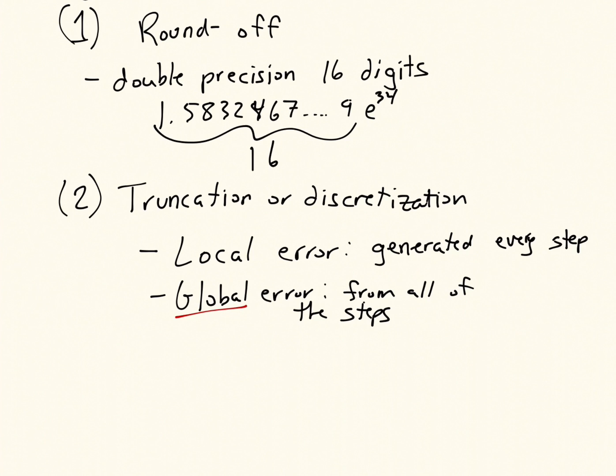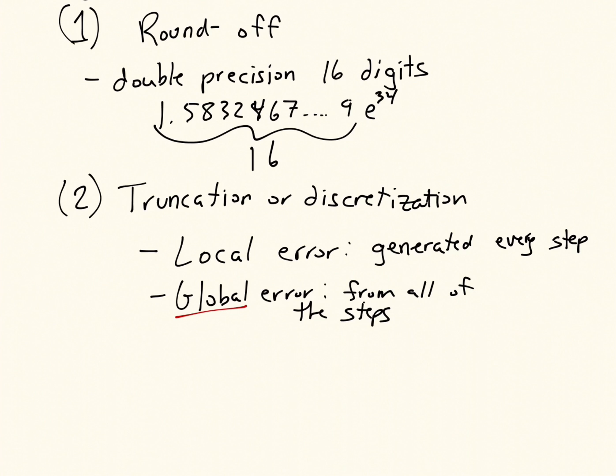It's the error that really results in the end. If you compute the solution to your differential equation out to some time, the global error is going to tell you how far away your solution is from what you expect. The local error is only going to tell you how far away your solution is over the little time step, and we have lots of those. So the global error is what we're going to focus on.